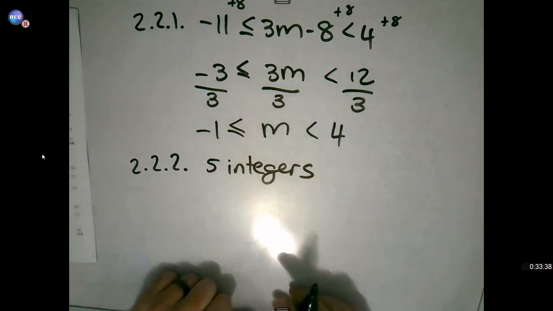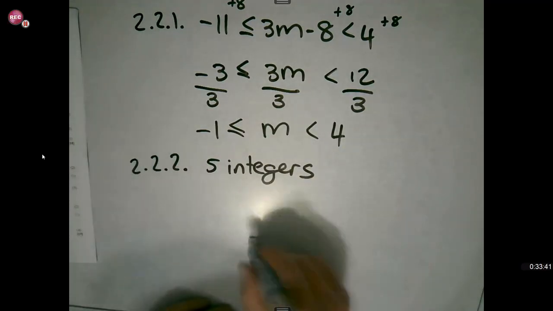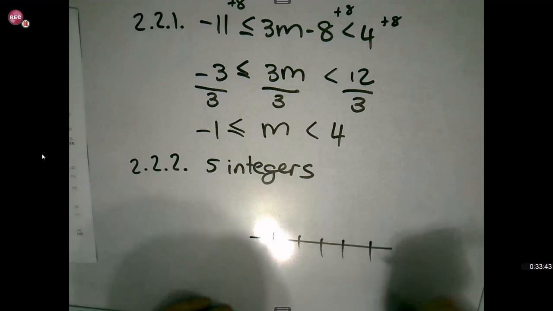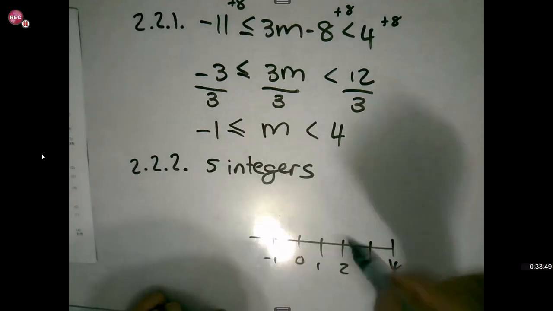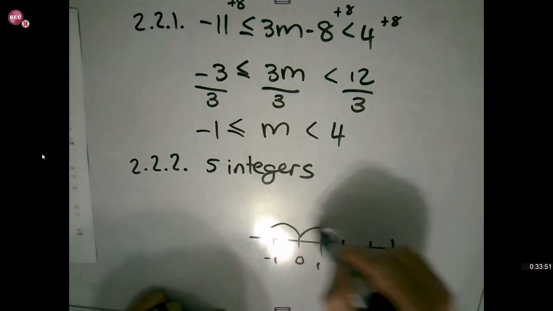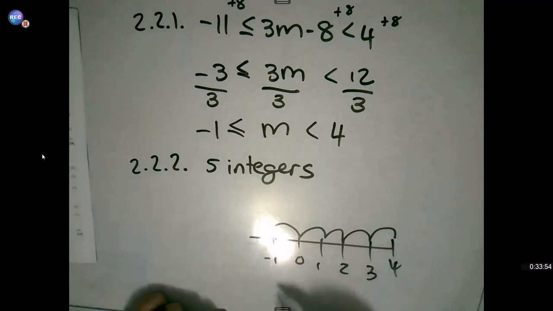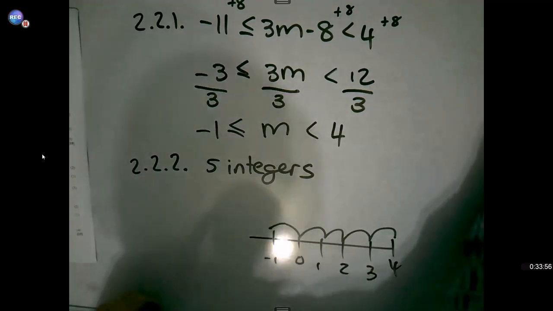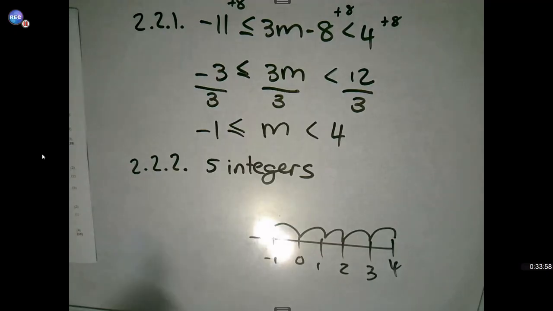From negative 1 to 4. So, if I had to draw a number line: negative 1, 0, 1, 2, 3, 4. The number of jumps that I'll make would be 1, 2, 3, 4, 5. That's the number of integers that will satisfy the inequality. Okay.